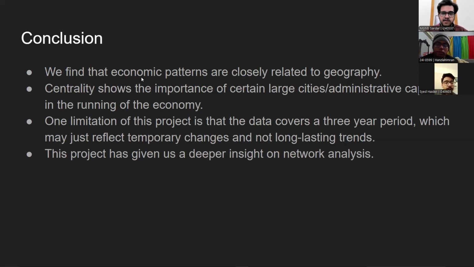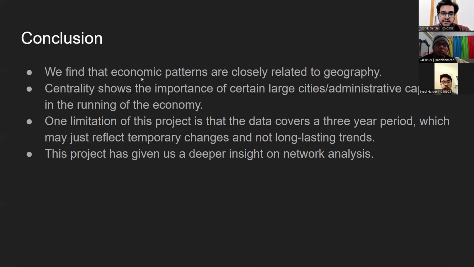So to conclude, we find that economic patterns are very related to geography. We saw the relation between Islamabad and Rawalpindi. Centrality also shows the importance of larger cities and administrative capitals in running the economy. For example, cities like Karachi, Lahore, Islamabad, and Rawalpindi were quite central.